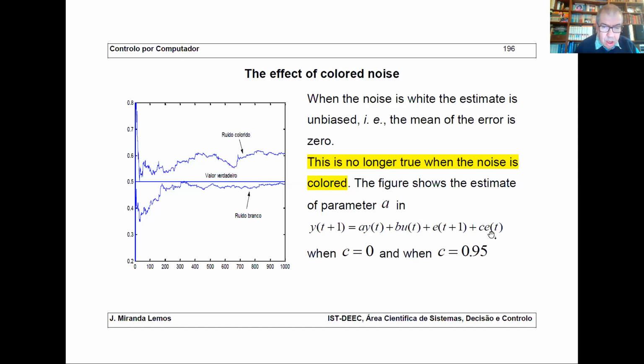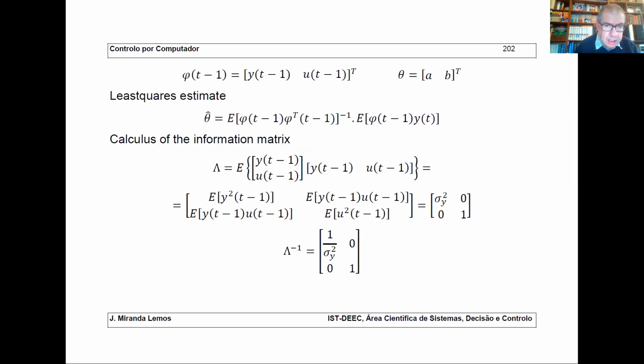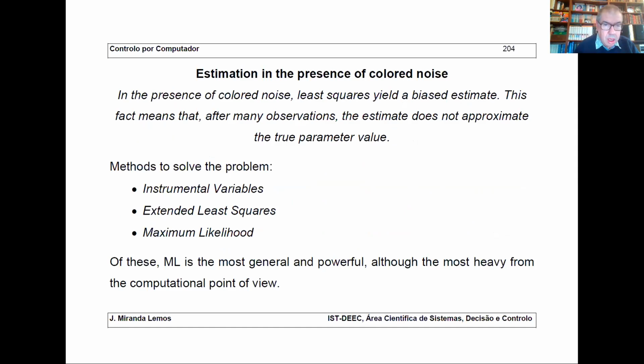So one possibility is to estimate E and then use an approximation of E in the regressor. That's the so-called extended least squares. So one possible way of tackling this problem of estimating in the presence of colored noise is by using this extended least squares algorithm that I will present in more detail in a moment.